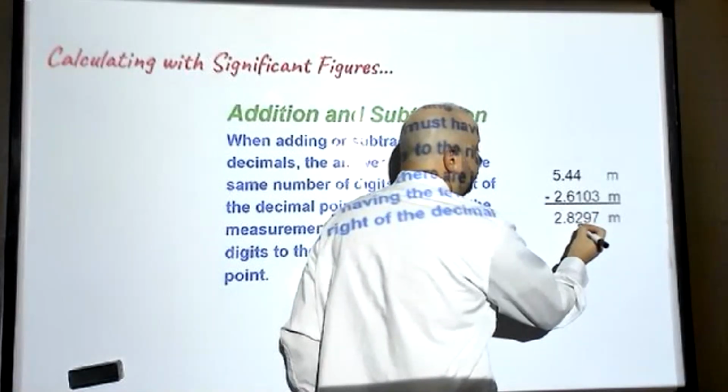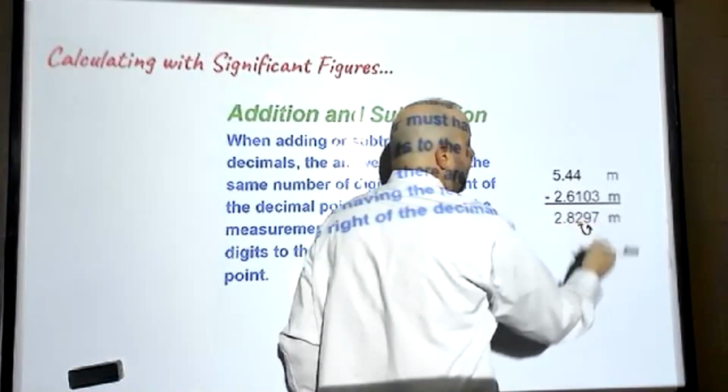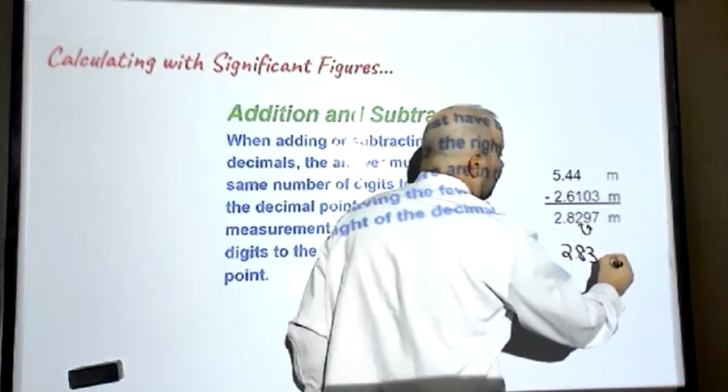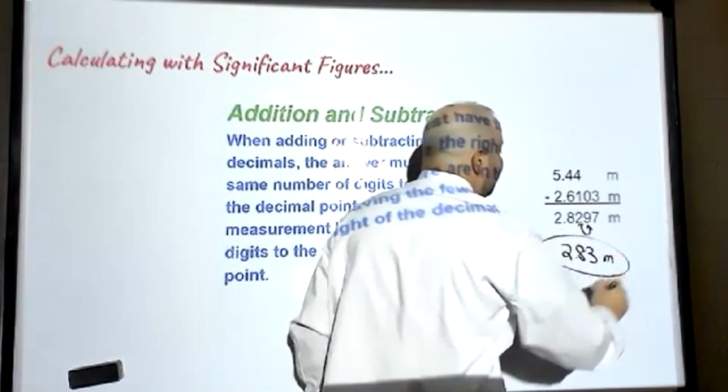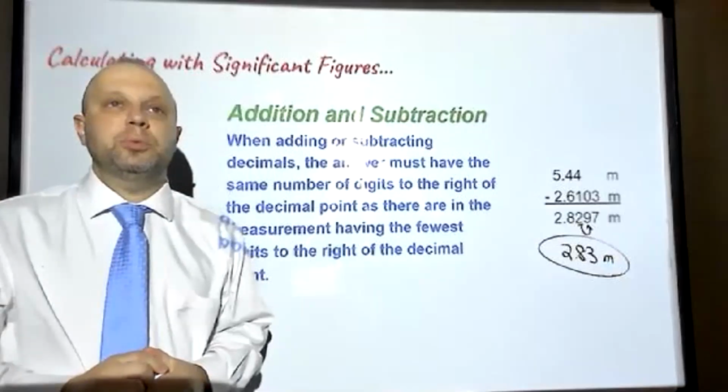So I'm going to take a look at the 2. I'm going to look behind it, 2.829, and I'm going to get 2.83 meters. This is my final answer reported to the correct number of decimal places.